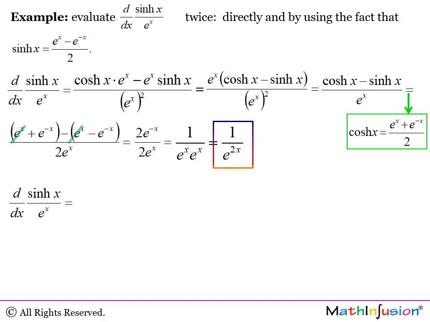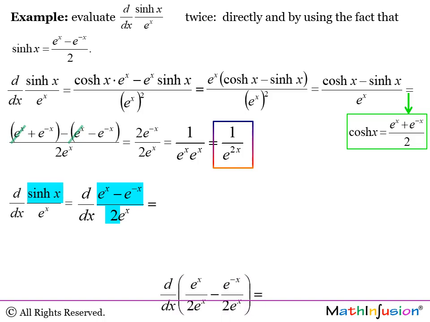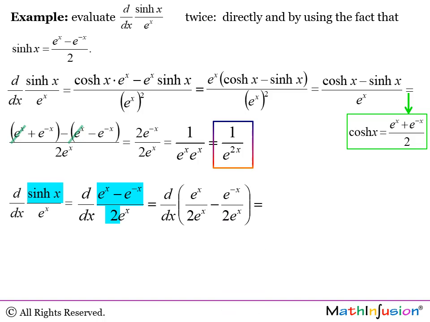Now we are going to do it differently. We are going to express sine hyperbolic x first of all as e to the x minus e to the negative x over 2. So we get that sine hyperbolic x over e to the x is e to the x minus e to the negative x over 2 times e to the x. Now we split it into 2 and we want to differentiate.